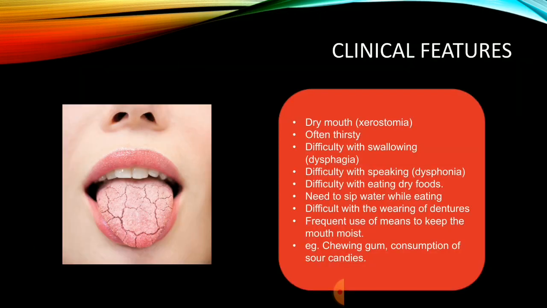Next, we move on to the clinical features of xerostomia. First and foremost feature is dry mouth. Then the patient often feels thirsty. Next is dysphagia, then dysphonia. Then difficulty with eating dry foods, and the patient needs to sip water while eating. Then difficulty with wearing dentures. Frequent use of means to keep the mouth moist, like chewing gum and consumption of sour candies.